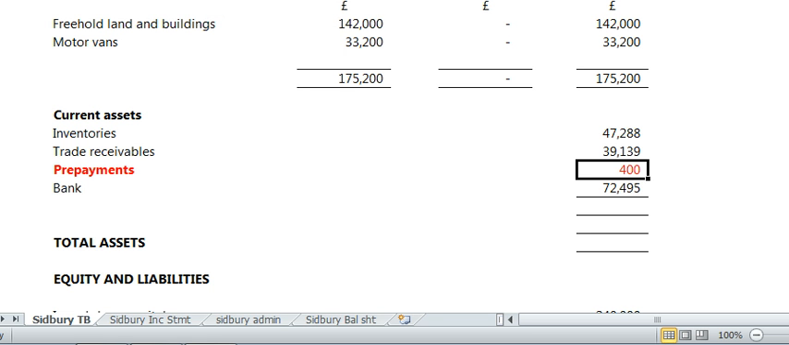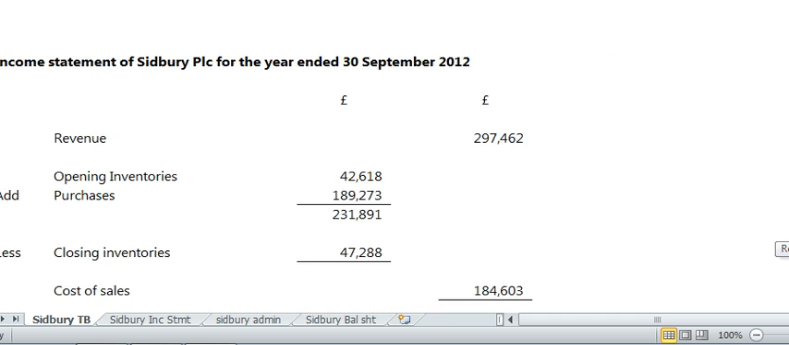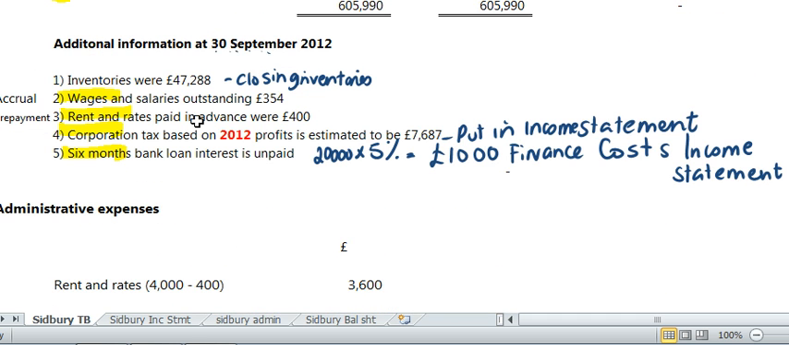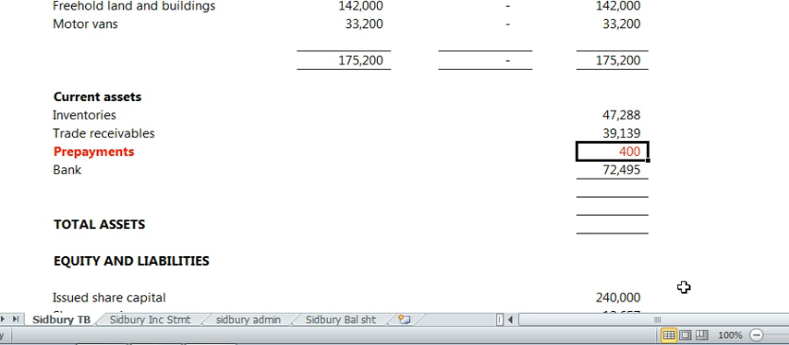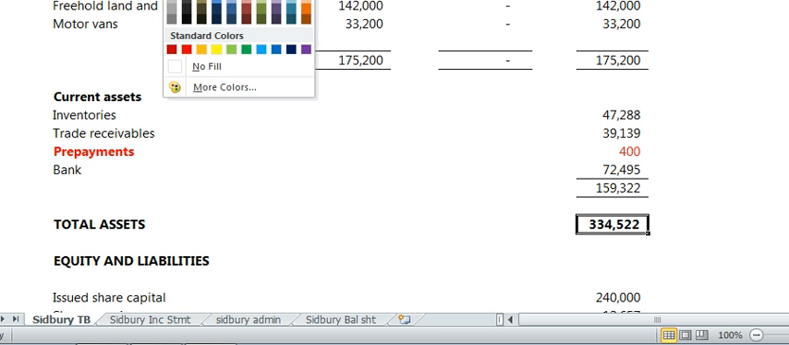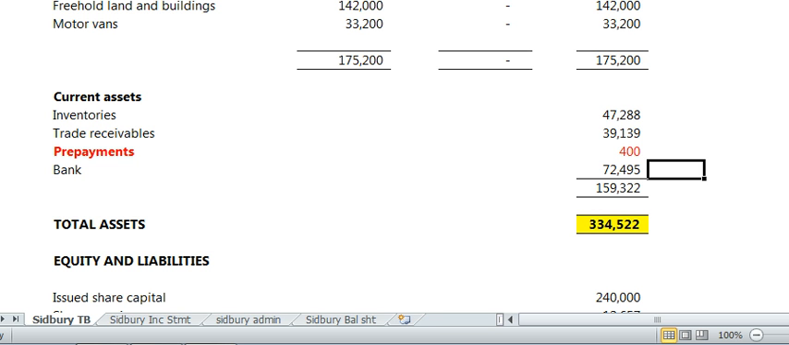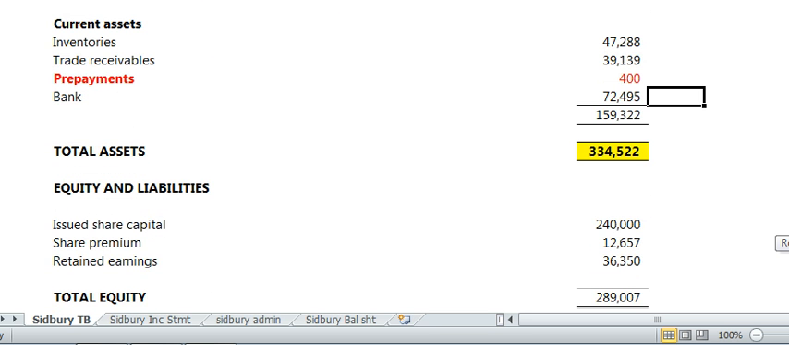400. Now, where did I get the 400 from? If you go up, remember, it says rent and rates paid in advance, 400. We identified it was a prepayment, so it goes in there. Don't forget, let's add up our current assets and then our total assets, which is your non-current and your current. And you get 334,522. I'll put a little yellow highlight on there because we need to see that the bottom half of the balance sheet also agrees to that figure.